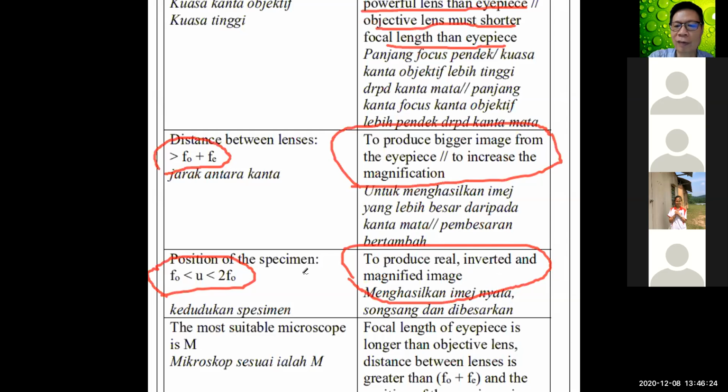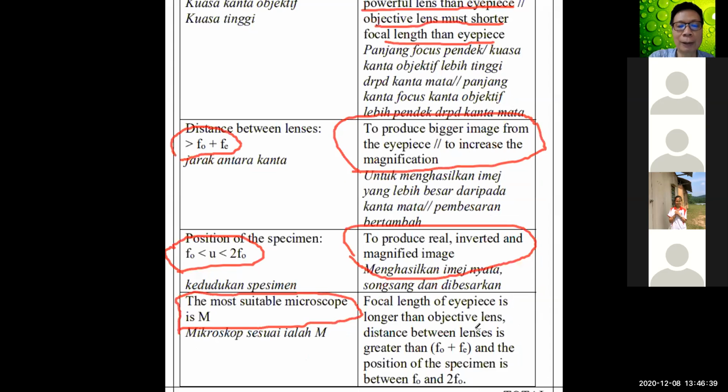And lastly, of course, you justify your answer. You state the most suitable microscope is M. You state correctly, you get 1 mark. M. The reason, you repeat what you used just now. Focal length of the eyepiece longer than the objective lens. Distance between the lenses greater than FO plus FE. And the position of the specimen is between 1F and 2F. That's the reason.